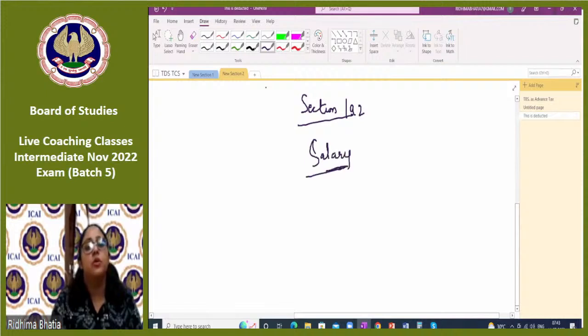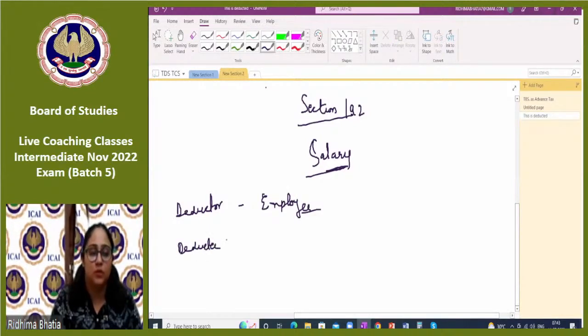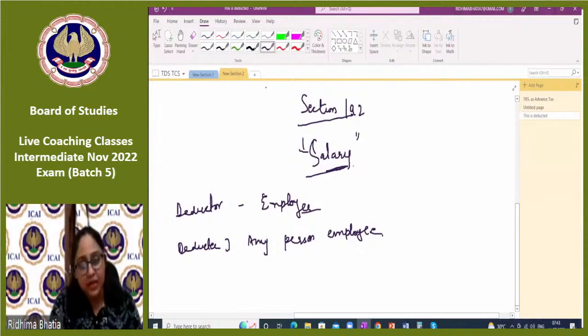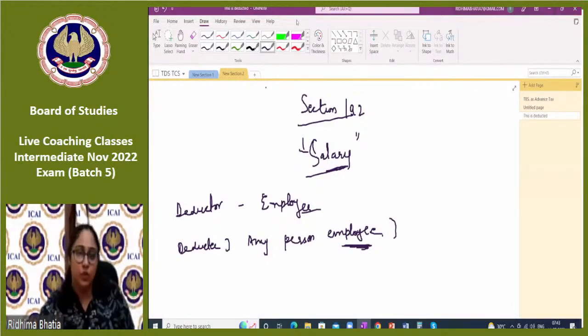So here we are talking about the income which is in the nature of salary. Who would be the deductor? The employer. Think yourself as the employer. Who would be the deductee? Any person who is the employee. So TDS under section 192 would be deducted only when the income is in the nature of head of salary. That means when the payment would be taxed under the head salary for this person, then only you will deduct the TDS under section 192.